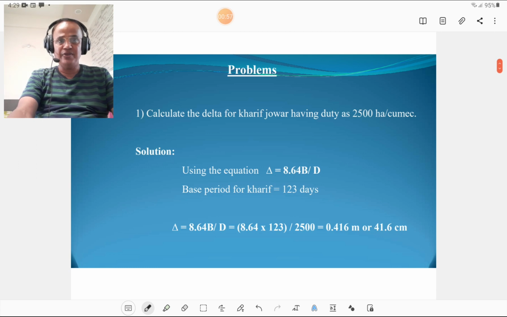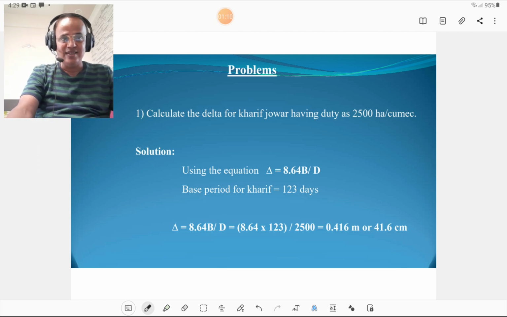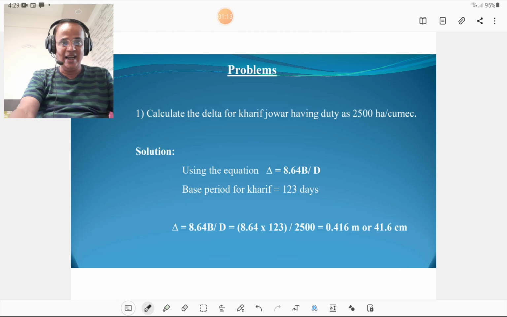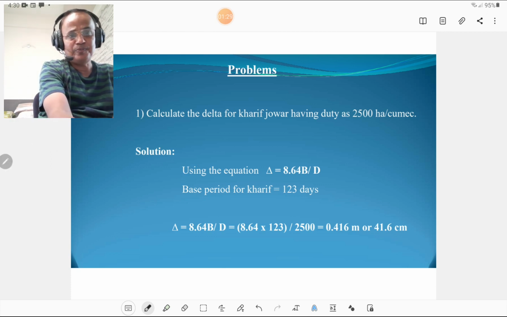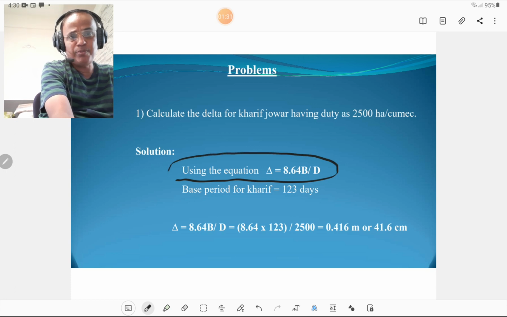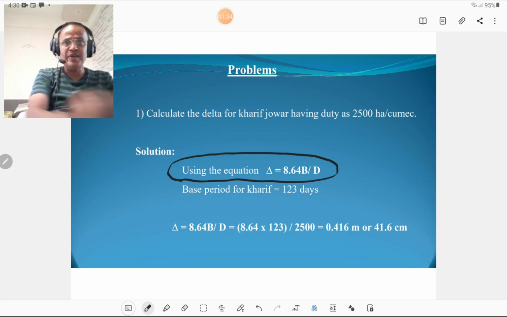The first problem is: calculate the delta for Kharif Jawar having duty of 2500 hectare per cumec. You must know that the duty is measured in area per cumec and delta is the depth of water in meter or centimeter. So we know the relationship between duty and delta. Duty is equal to 8.64 B upon delta, or delta is equal to 8.64 B upon D, where B is equal to base period in days.